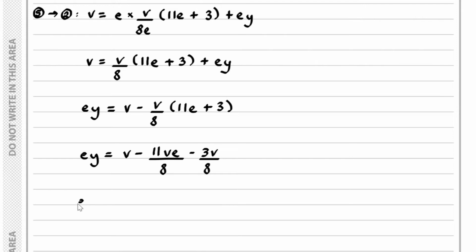So ey is equal to 5v over 8 minus 11v over 8, rather minus 11ve over 8.